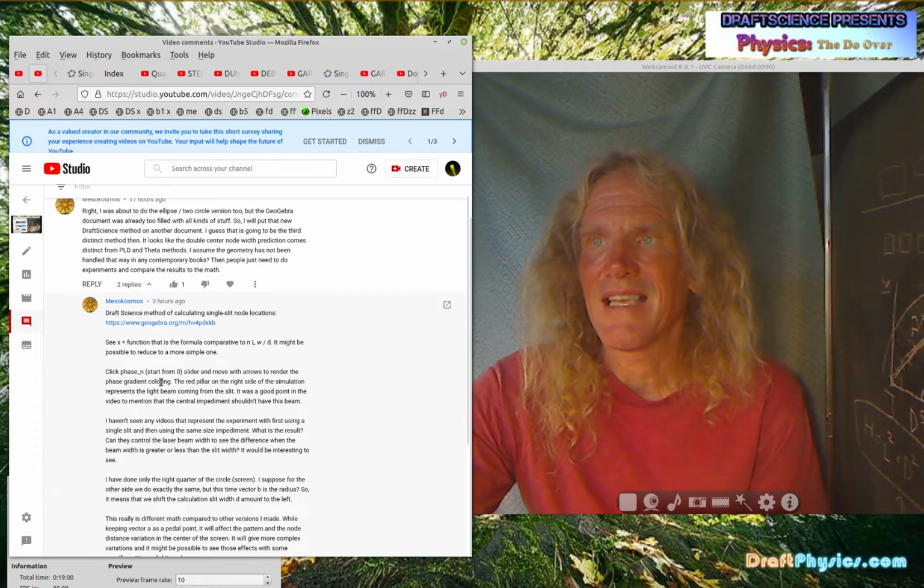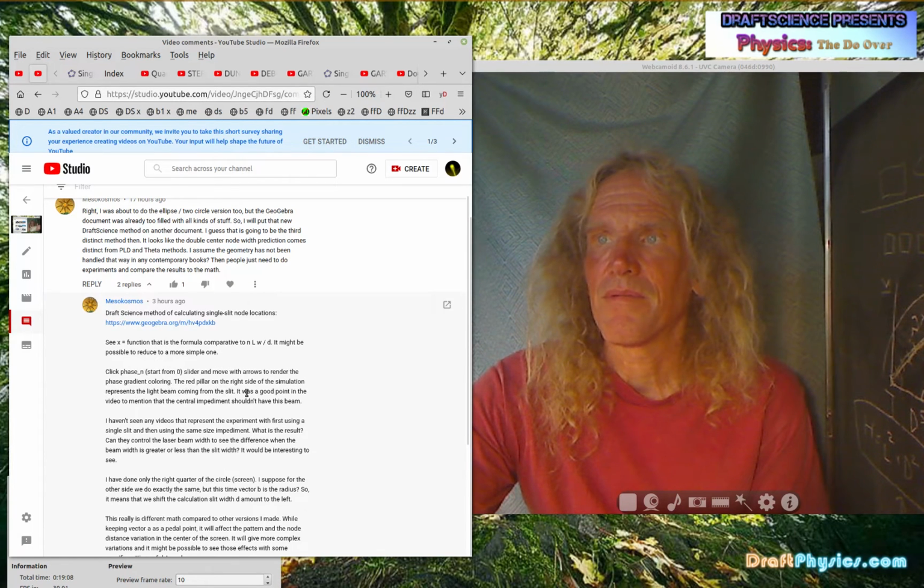Click phase end, start from 0, slider to move the arrow to render the phase gradient coloring. The red pillar on the right of the simulation represents the light beam coming from the slit. It was a good point in the video to mention that the central impediment shouldn't have this beam.